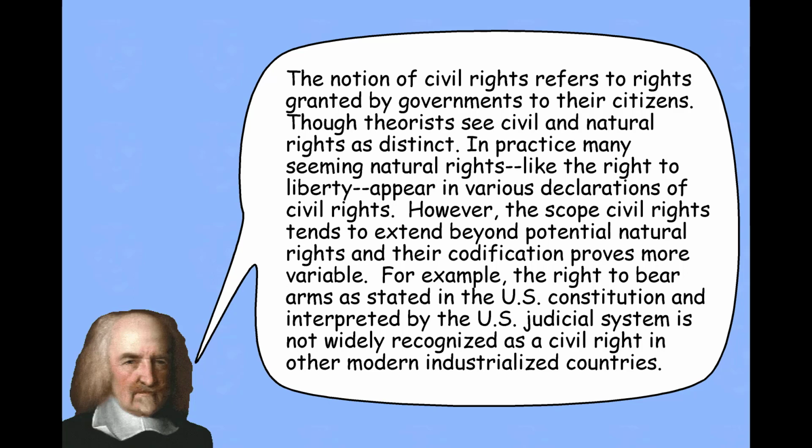The notion of civil rights refers to rights granted by governments to their citizens, though theorists see civil and natural rights as distinct. In practice, many seeming natural rights, for instance the right to liberty, appear in various declarations of civil rights, like the U.S. Declaration of Independence. However, the scope of civil rights tend to extend beyond potential natural rights, and their codification proves much more variable across different societies. So, for example, the right to bear arms, as stated in the U.S. Constitution and interpreted by the U.S. judicial system, is not widely recognized as a civil right in other modern industrialized countries.